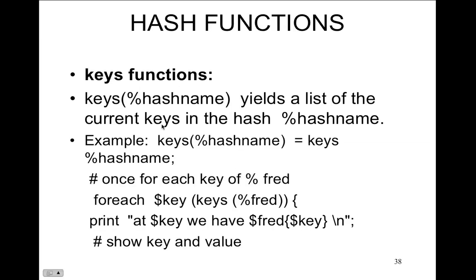So, key functions. The keys function, given the name of a hash table, yields the list of the current keys in the hash. An example here: keys is going to be equal to the hash. This is a comment: once for each key of the Fred hash. So for each key from the keys of the Fred hash, print out at this key we have this value. It's going to print out the value from the key. So you ask for the key, you get the value. Long story short.